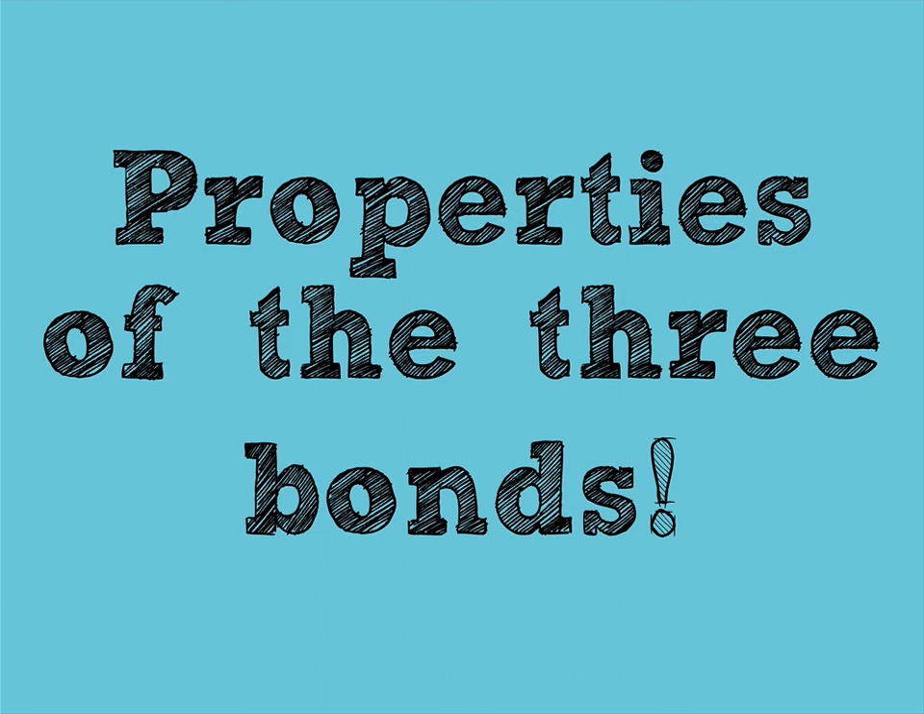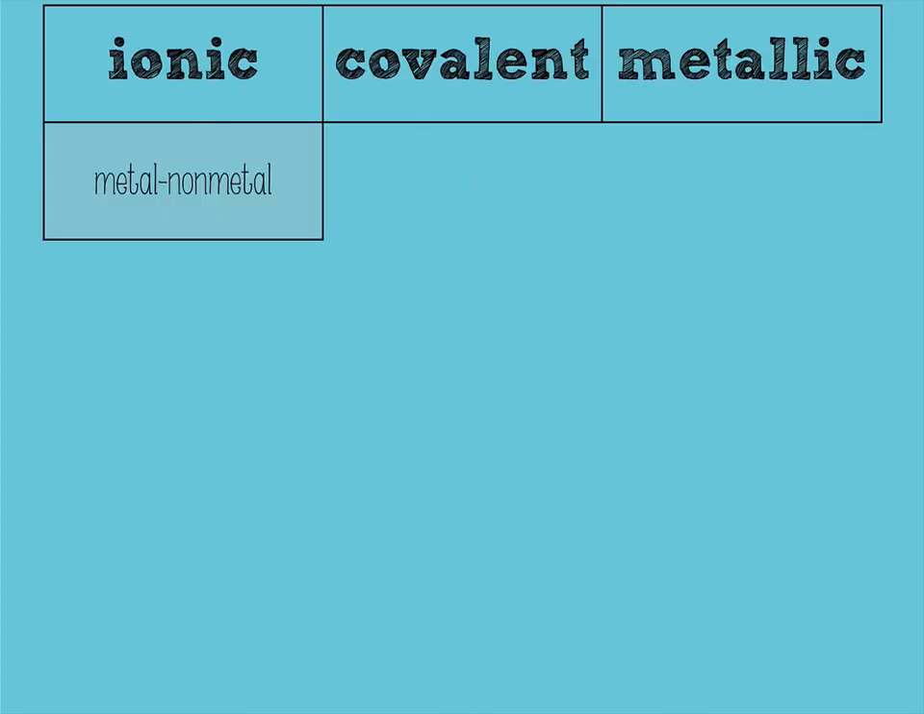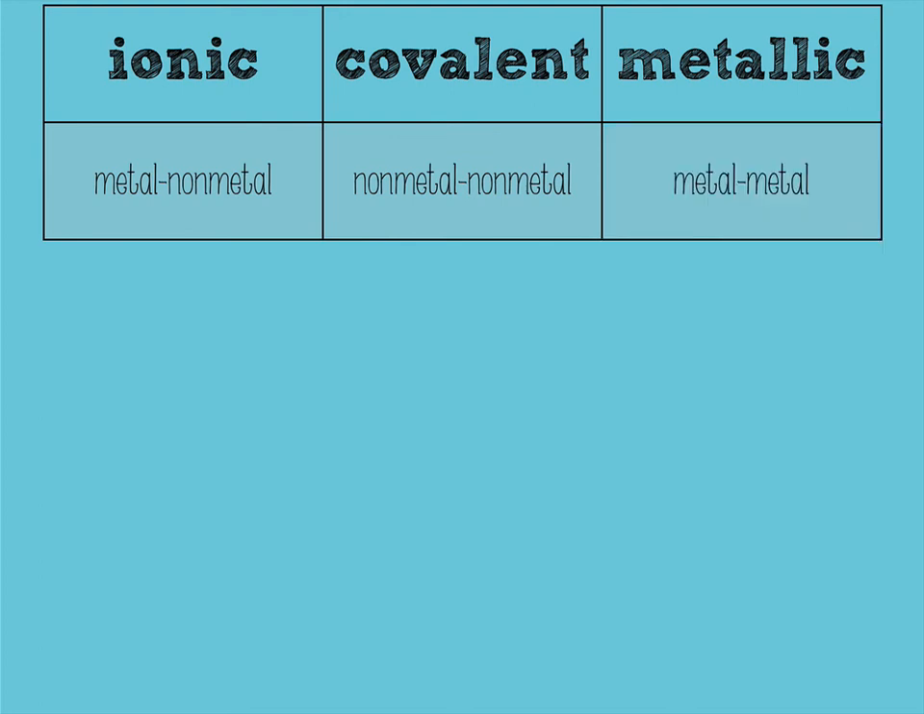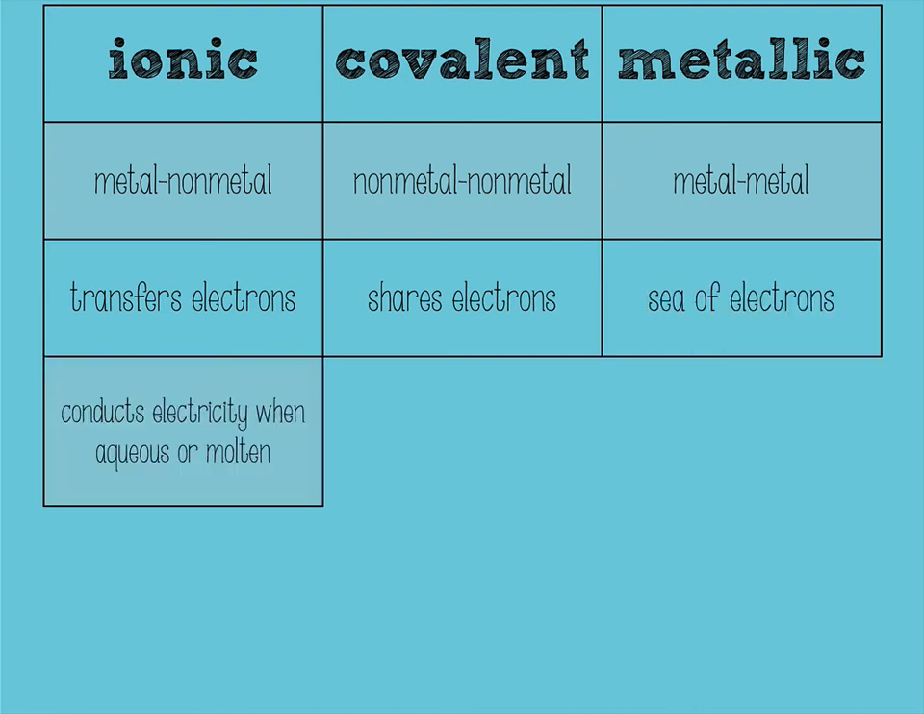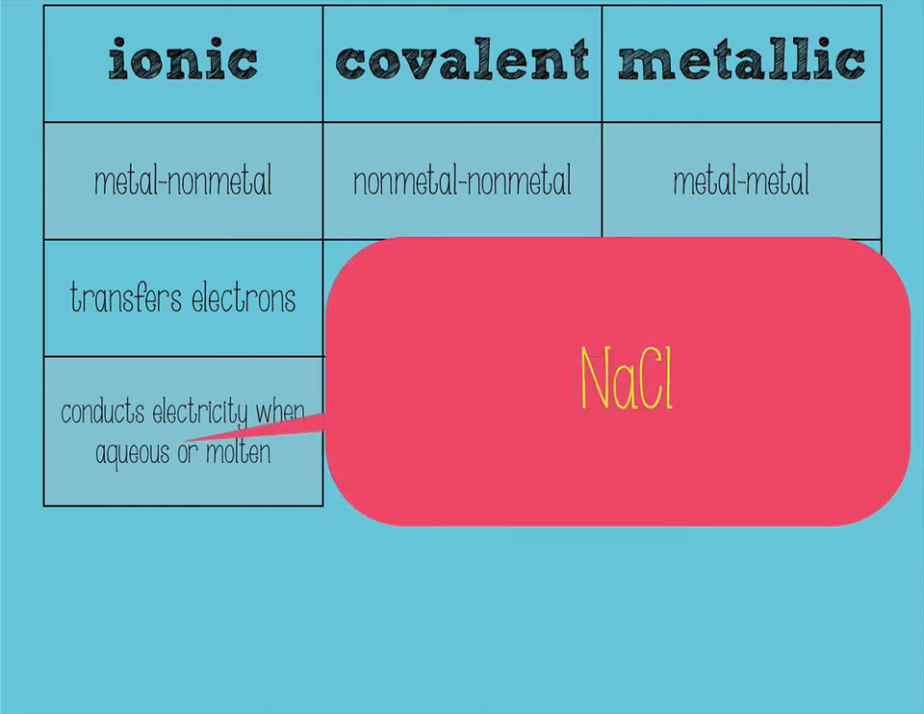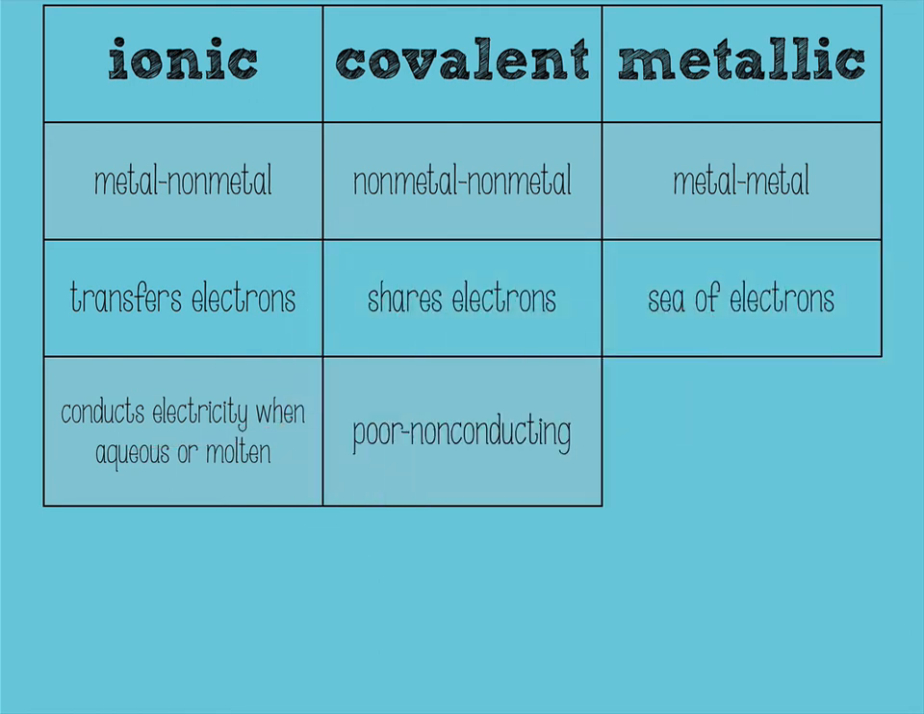Let's compare and contrast some of the properties of the 3 types of chemical bonds. Ionic bonds occur between a metal and a nonmetal, covalent between 2 nonmetals, and metallic between 2 metals. Ionic bonds involve the transfer of electrons, covalent share electrons, and metallic have a sea of electrons. Ionic compounds will conduct electricity when they're aqueous or molten, and that's because the bond will break, forming ions, which are electrolytes. Covalent compounds don't conduct electricity well or at all, and metallic substances conduct electricity as solids.